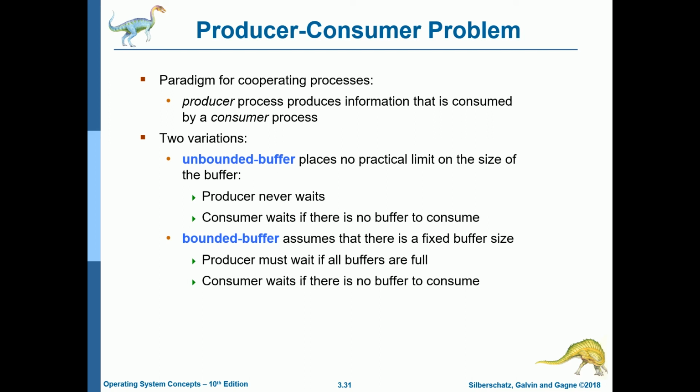The producer and consumer must be synchronized so that the consumer does not try to consume an item that has not yet been produced. In order to implement this, we have to recognize that there are two variations on this kind of buffer. One is an unbounded buffer that places no practical limit on the size of the buffer. The consumer may have to wait for new items, but the producer can always produce a new item. In contrast, the bounded buffer assumes a fixed buffer size. Now in this case, the consumer must wait if the buffer is empty, and the producer must wait if the buffer is full.